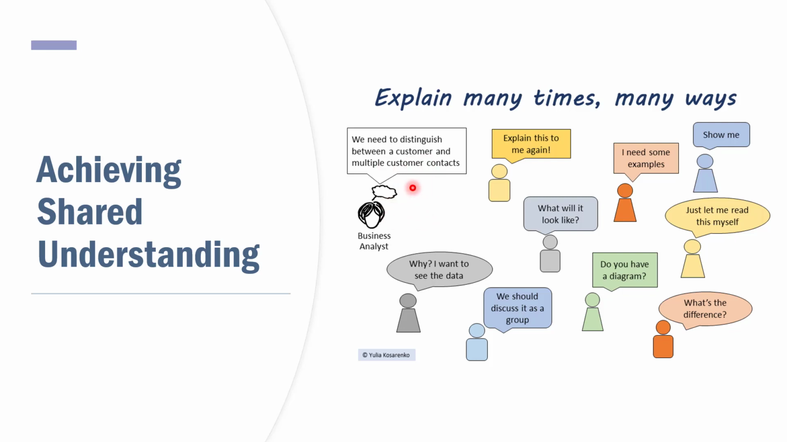For example, a business analyst may think of a requirement: we need to distinguish between a customer and multiple customer contacts. It's just text and maybe you know what you mean, but maybe I want to see it in a diagram and someone else wants to see an example. So our job as business analysts is to help everyone achieve that shared understanding by giving them information in more than one way. And this is what I call explain many times, many ways.